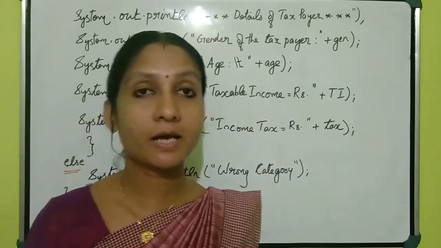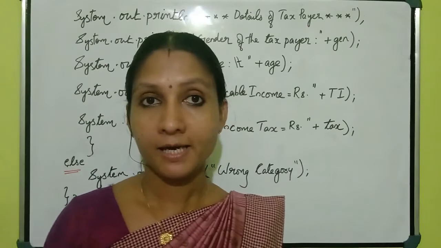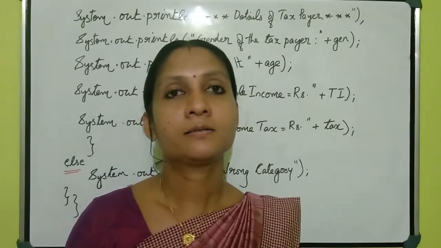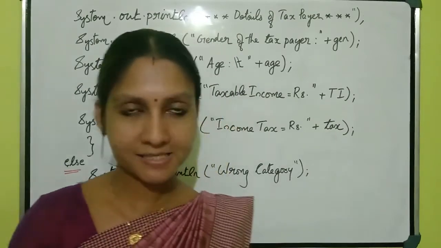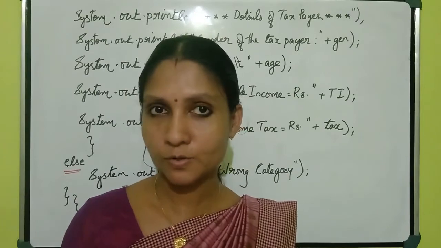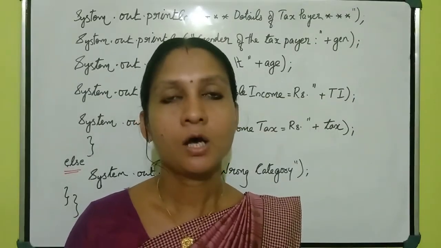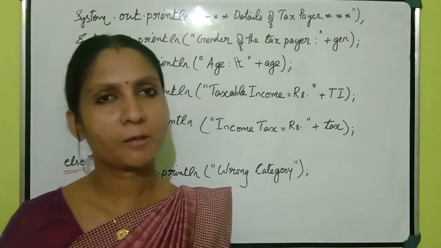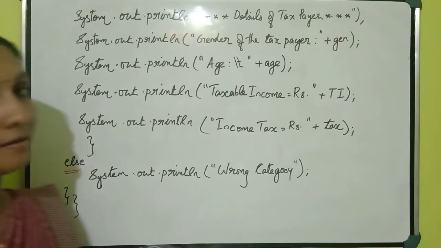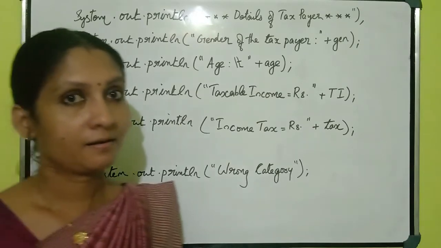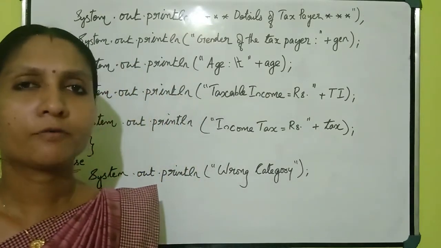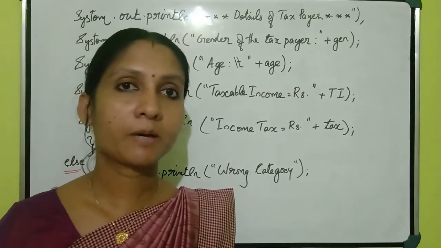Okay, if you like this one, what are the variables? Do you remember? Age to enter the age, GEN to enter the gender, TI to enter the taxable income, and tax to calculate the tax or income tax. Okay, these are the variables, and try to understand this one. This is a very simple program if you know how to write the Java statements. And if you don't know the statements, just look at my previous video.